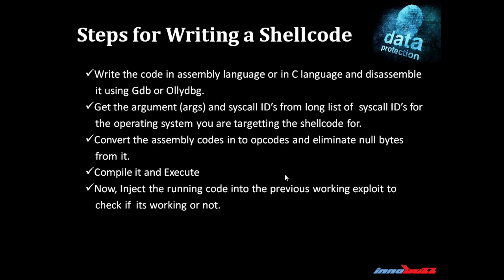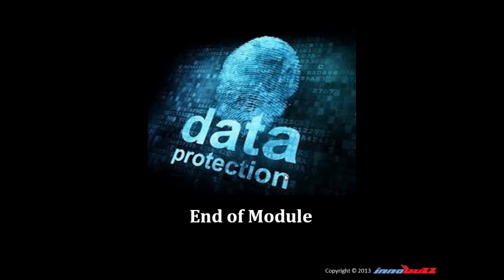Convert the assembly codes into opcodes and eliminate null bytes from it. Next would be to compile it and execute. Finally, inject the running code into the previous working exploit to check if it is working or not. So this concludes the chapter on buffer overflow and exploit writing. Up next is a demonstration to illustrate the concept explained here.